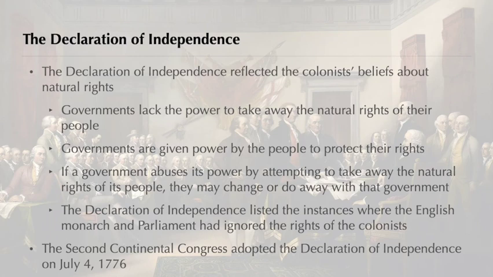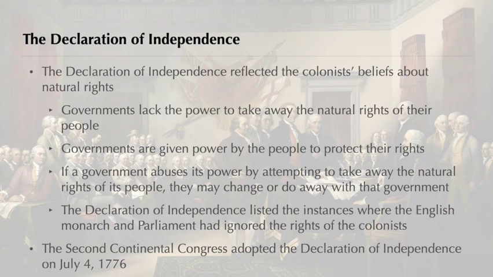As did John Locke, Jefferson described these rights as unalienable, meaning that no government has the power to take them away. Further reflecting Locke's views, Jefferson described the purpose of government. "That to secure these rights, governments are instituted among men, deriving their just powers from the consent of the governed." In other words, the people give power to their government as long as it protects their rights. If a government abuses its powers, the people may change it or do away with it.